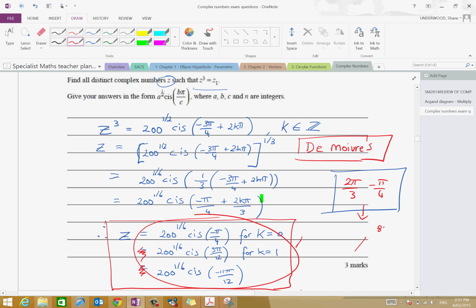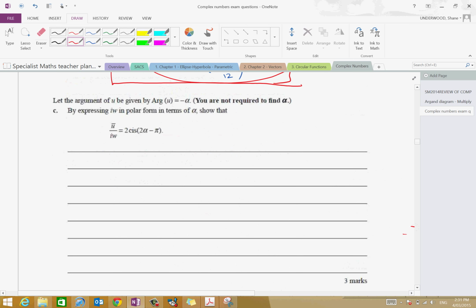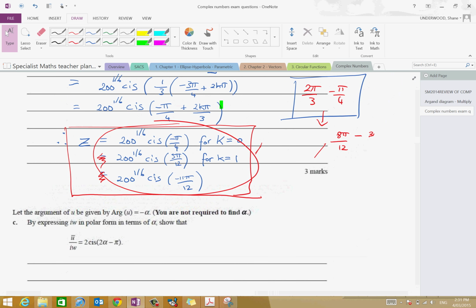That's right. So it's 8 pi on 12 minus 3 pi on 12. Does that make sense? Yeah. Okay. So thank you, Lockie. That's the thing we want. So that's it. And another thing is, if you've got your calculator, you don't have to do these things.